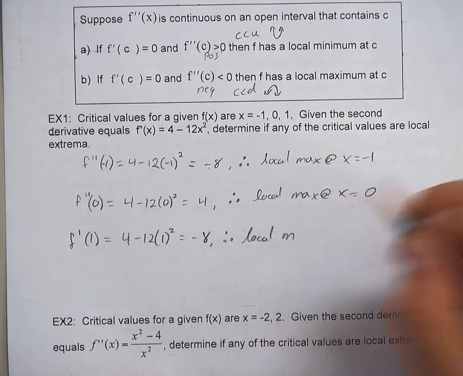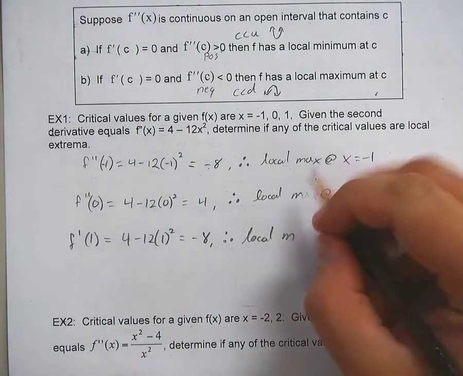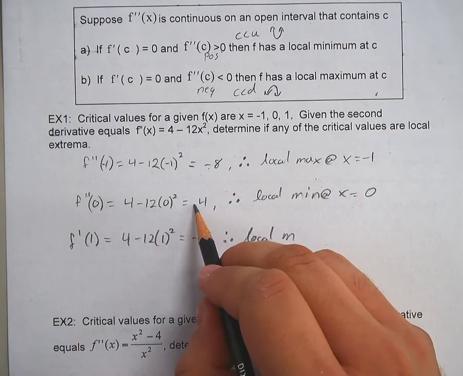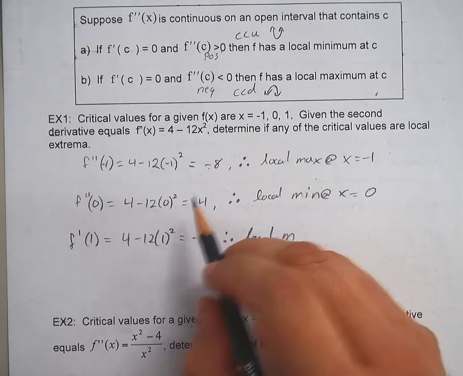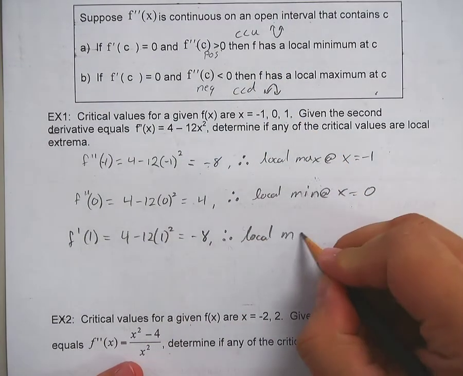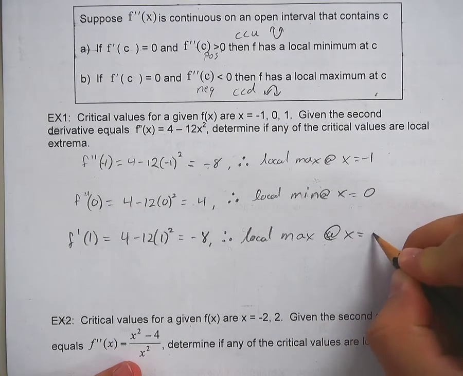Therefore we have a, ooh, wow, I wrote maximum and I meant minimum up here. Glad I caught that. This was positive, meaning concave up, which means it has a minimum. I'm sorry about that. I should have caught that. This is a local max down here at x equals 1.